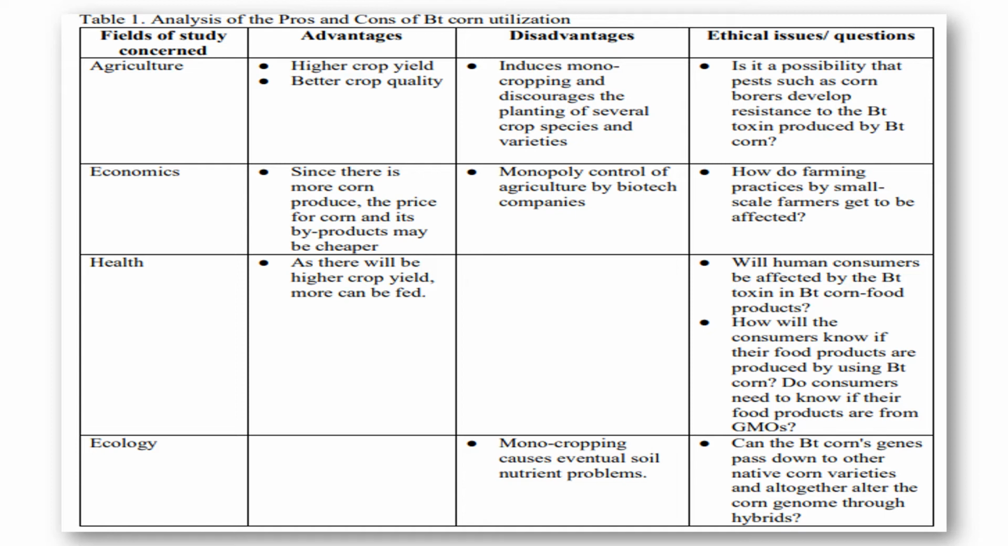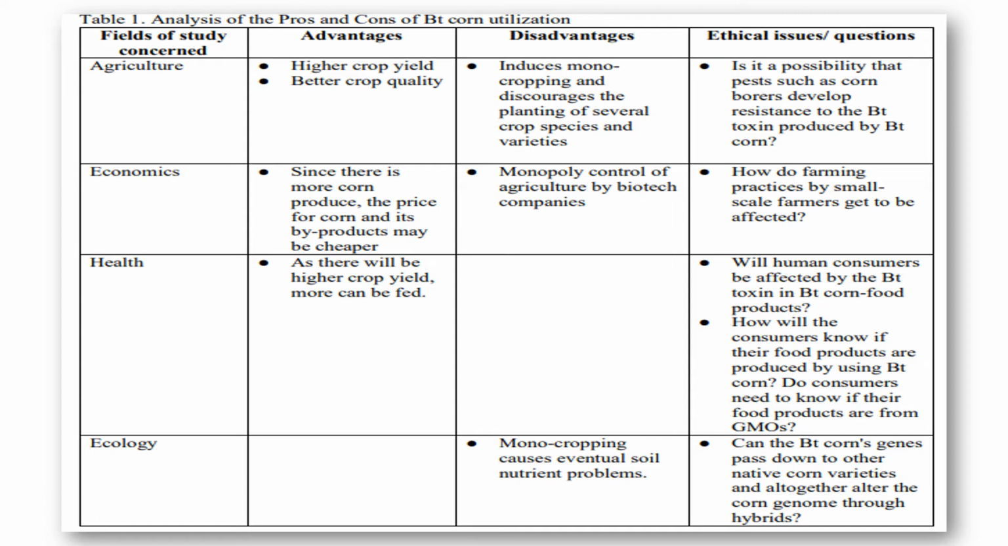Next, let's have economics. Ayan, anong advantage? Since there is more corn produced, the price for corn and its byproducts may be cheaper. Diba? Sobrang magiging mura talaga. While the disadvantage, monopoly control of agriculture by biotech companies. Hindi na nabibili yung mga products na tinatanim ng mga local farmers kasi yung mas prefer na bilihin ng tao ay yung mga magaganda yung quality at naaapektuhan yon yung ibang mga magsasaka, 'di ba? Yung mayaman lang, syempre yung may mga malalaking companies na kayang gumawa nito. Okay. And the ethical issues or question is that, how do farming practices by small-scale farmers get to be affected? Ayun. Yun talaga ang isa sa mga question.